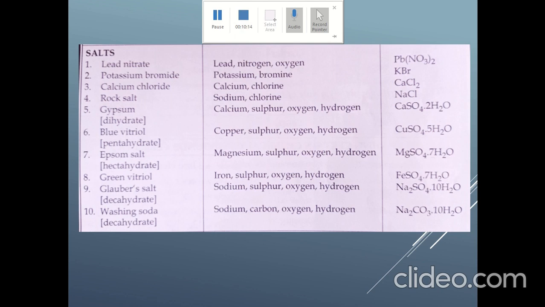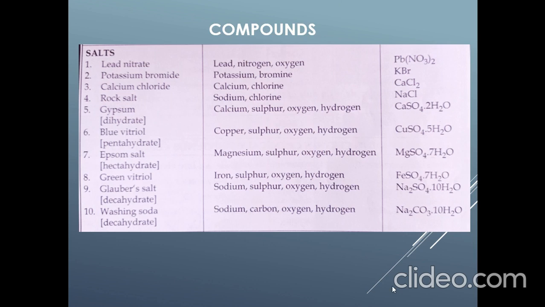Next is washing soda, which we use in our day-to-day life for washing clothes. It consists of sodium, carbon, oxygen and hydrogen. Its general formula is Na2CO3.10H2O. As 10 molecules of water are present in it, it is called as decahydrate. So here are the salts. Salts generally consist of nitrate, bromide, chloride, sulfate, carbonate. So all this falls under salt. You must learn the names of the salts along with the formulas.